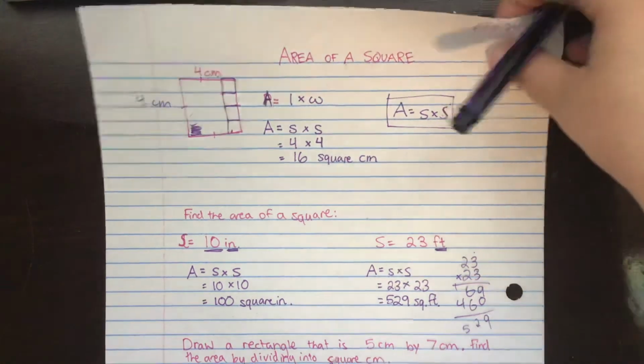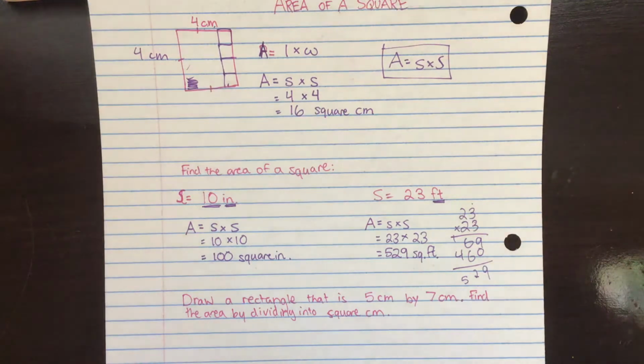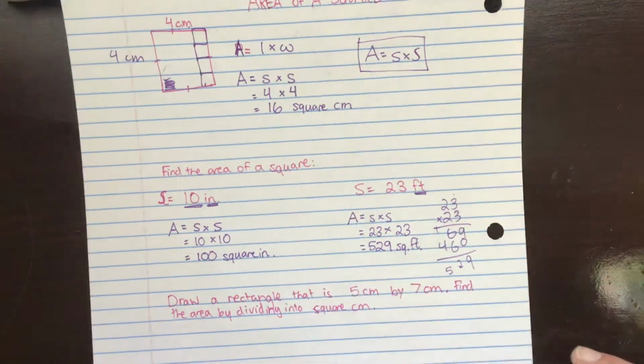Finally, let's look at this bottom question here. It says draw a rectangle. Okay, this is a bit different. Draw a rectangle that is 5 centimeters by 7 centimeters, and find the area by dividing it into square centimeters. You have a very similar question in your book referring to inches. So you're going to do the same thing with the inch side of your ruler. I'm going to use the centimeter side.